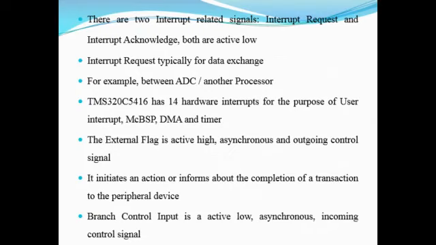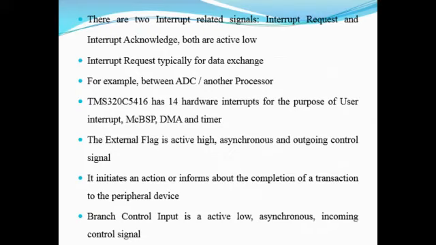The external flag is an active high, synchronous, outgoing control signal. It initiates an action or informs about the completion of a transaction to the peripheral device. So it is normally used to initiate any task or action, or it can inform the peripheral device about completing a particular task. That is the signal meant to be sent as and when a task is completed.